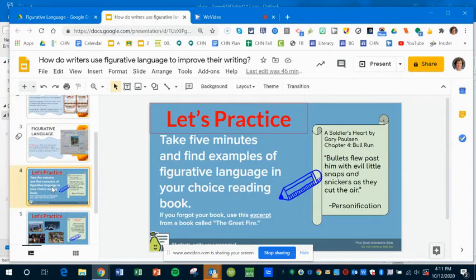Take 5 minutes and find examples of figurative language in your choice reading book. And if you don't have a choice reading book at home, there is an excerpt on that link to a book called The Great Fire. It's about the Great Chicago Fire that happened in the 1800s. And you're going to find examples and write them down on this response slide.